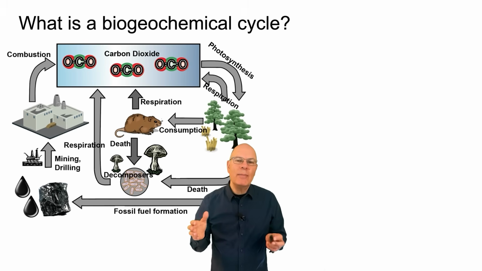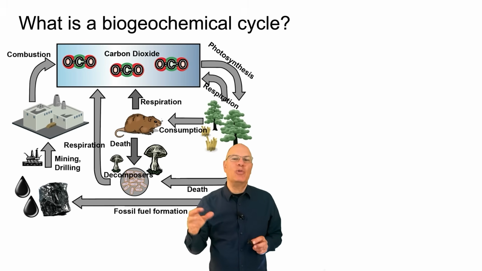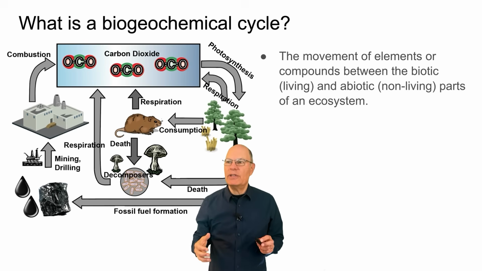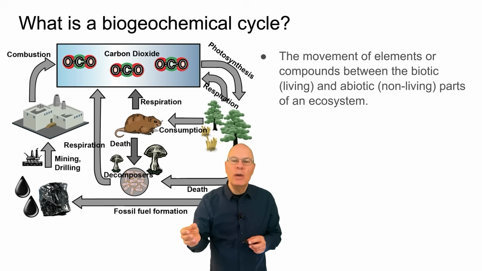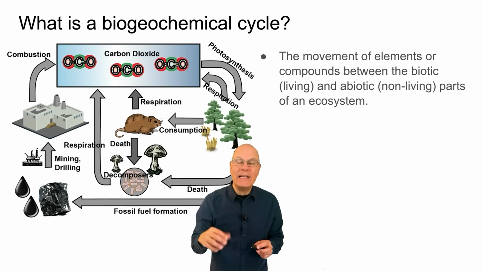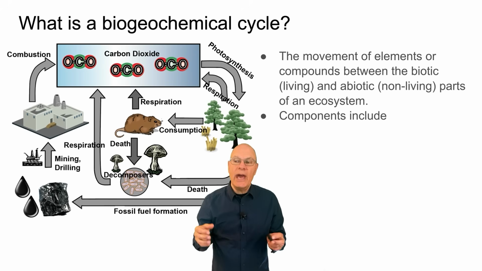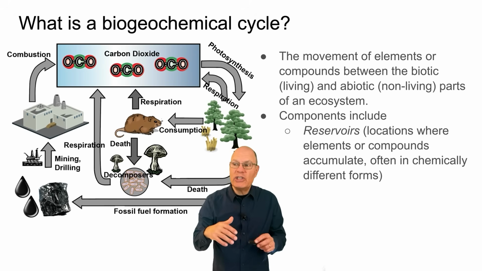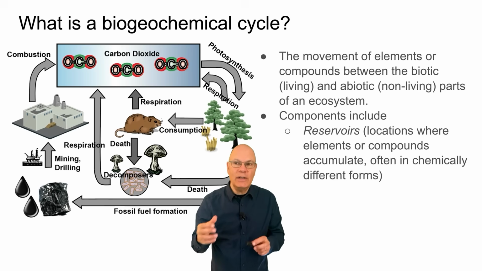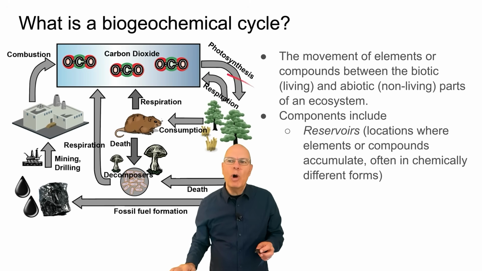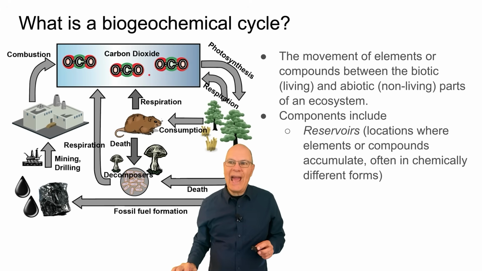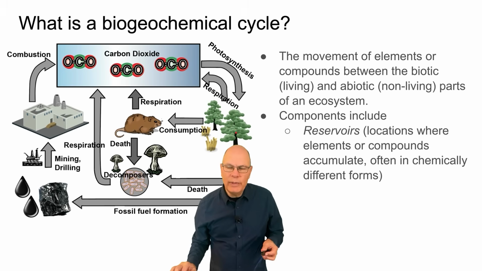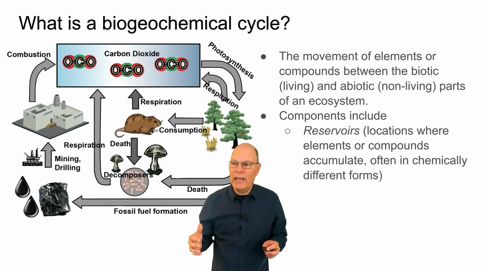A biogeochemical cycle is yet another way to represent what's going on in an ecosystem. A biogeochemical cycle shows the movement of elements or compounds between the biotic, living, and the abiotic, non-living parts of an ecosystem. And the components include reservoirs, that's locations where elements or compounds accumulate, often in chemically different forms. So for example, one reservoir for the carbon cycle is carbon dioxide in the atmosphere. Another reservoir would be all of the carbon that's found in plants.